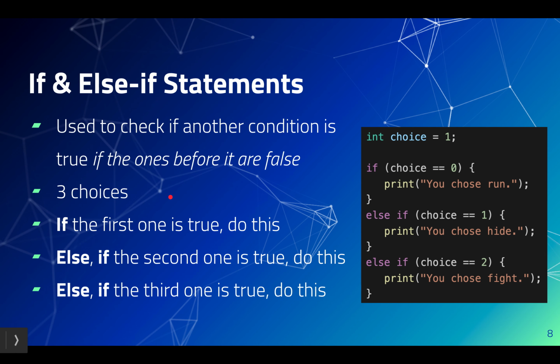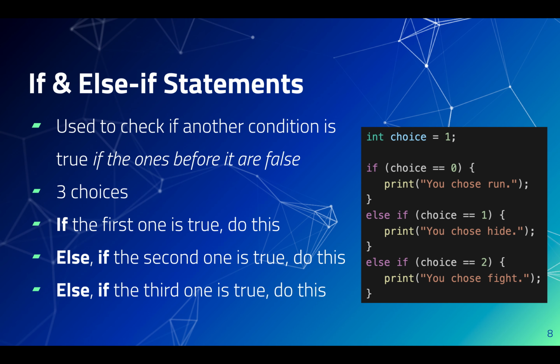Now what if you have an if statement and you wanted to check 2 different things before having your else statement? For example, if you had a story adventure game and the player had 3 choices in their next move, they could either run, hide, or fight. You would need a way to check if they chose run, or if they chose hide, or if they chose fight. This is where you'd use an else if statement.